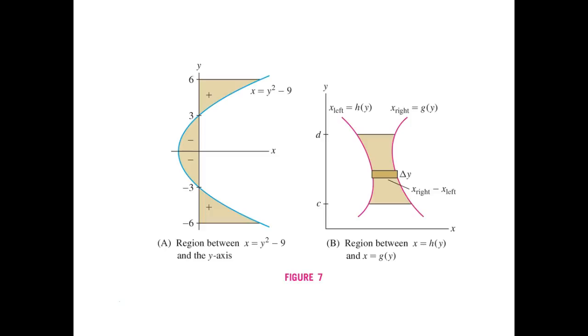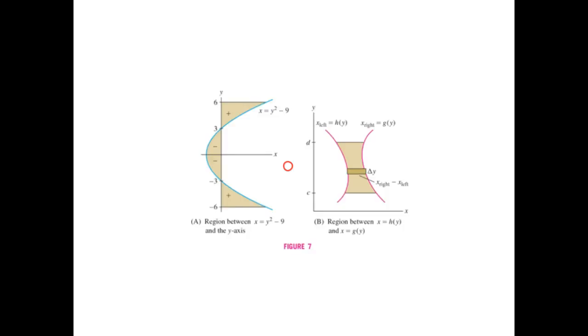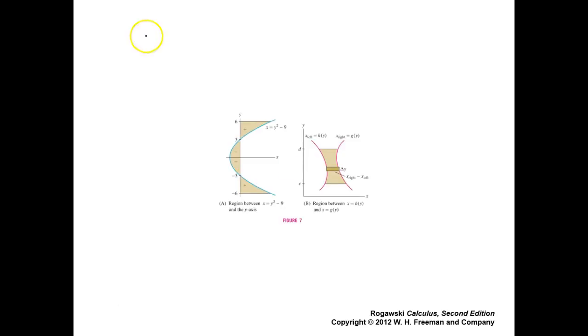They're saying the signed area, not the total area. So they're letting this minuses subtract off from the pluses. They're not doing the area between those. They're doing the signed area between that. They're letting those subtract off from those. So that isn't what we've been doing, but they are allowing that. So I guess we have to do that too. So this is just simply then the integral from minus 6 to 6 of y squared minus 9 dy. That's all they're doing.